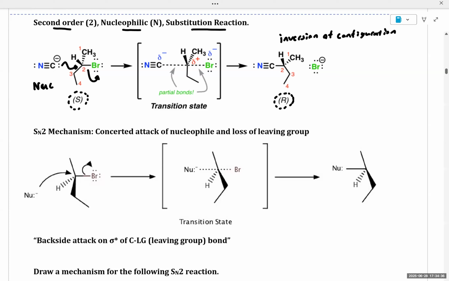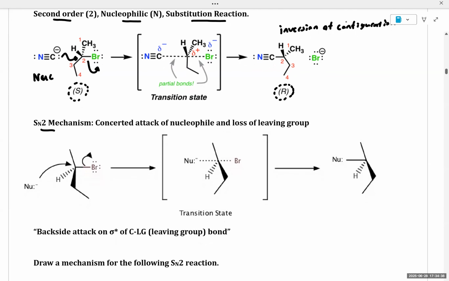Now, what's the mechanism? The SN2 mechanism is a concerted attack of the nucleophile and loss of the leaving group. The nucleophile attacks your electrophilic carbon, you lose your leaving group. This occurs through the following transition state. Importantly, the nucleophile approaches from the opposite side of the carbon leaving group bond.